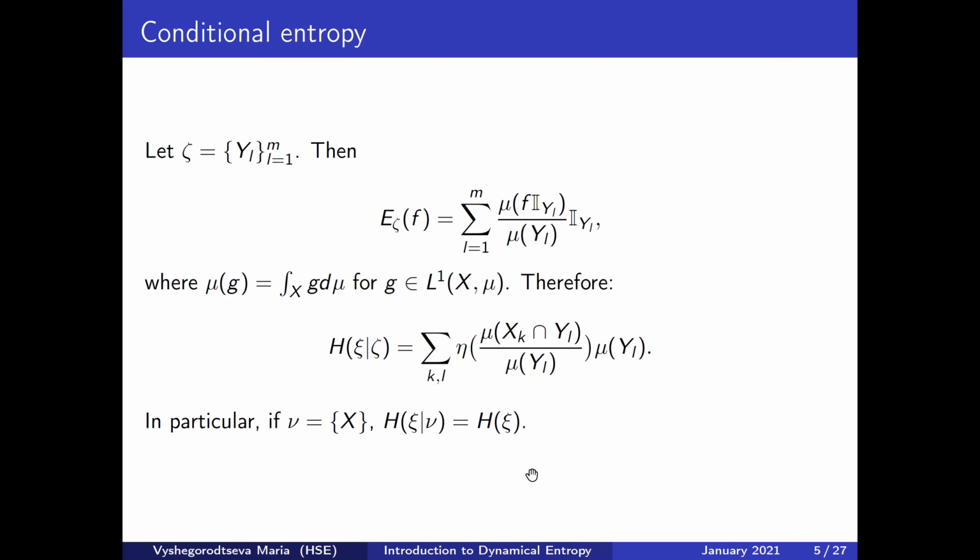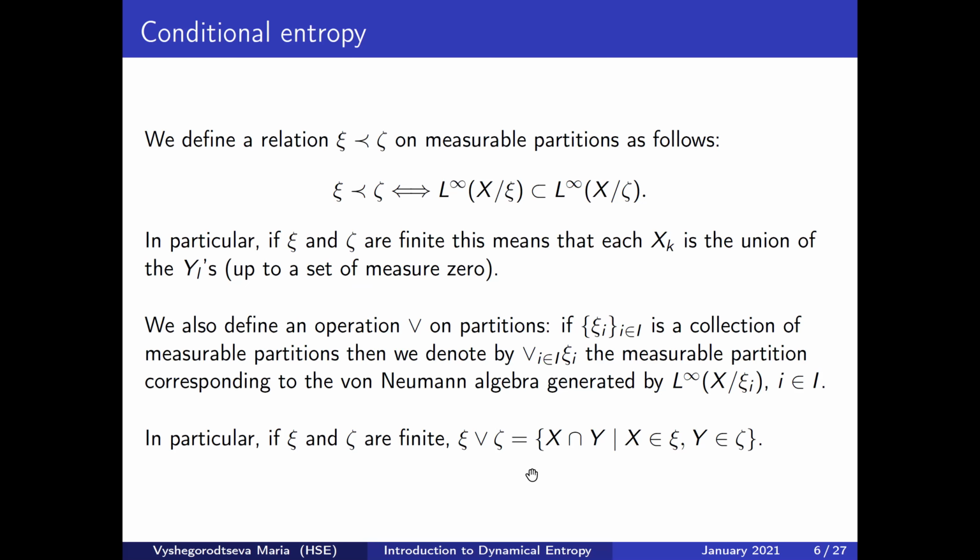So, and for two partitions X and Z, we define the relation, which in Russian is called меньше по включению.